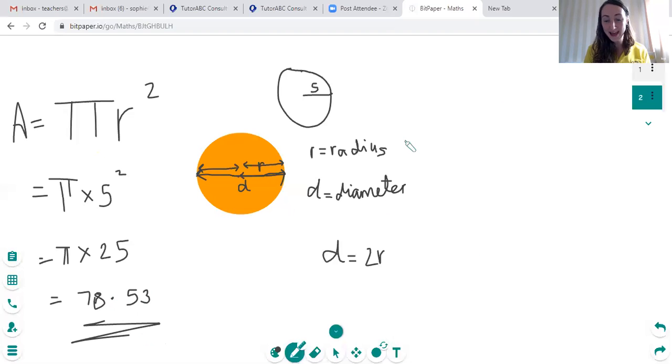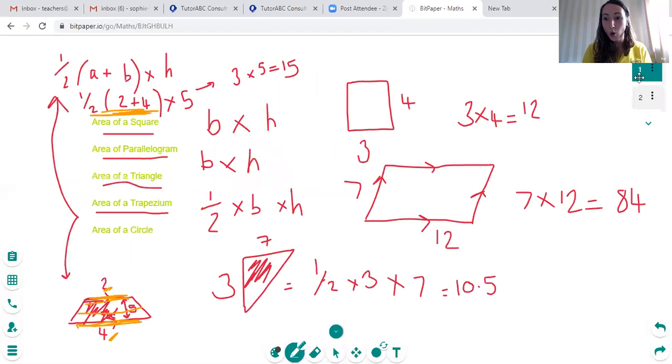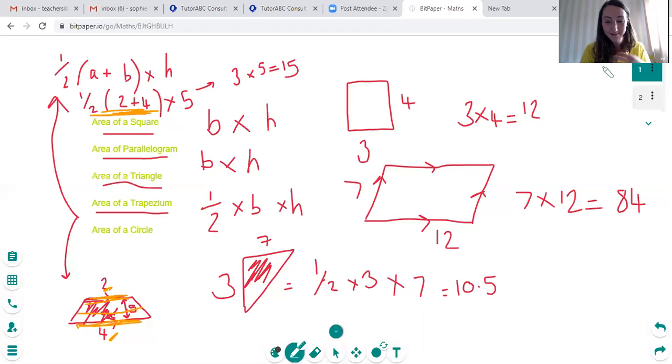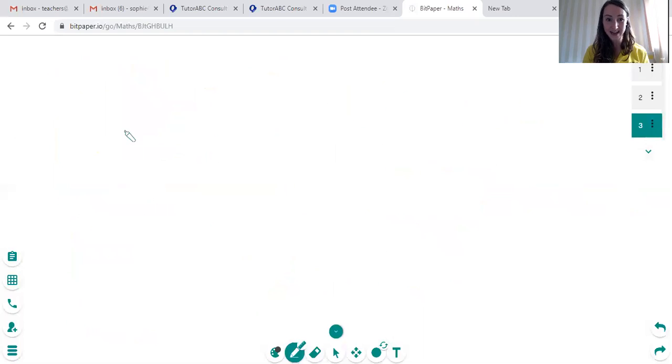So we've covered quite a bit here already. Just to recap what we've done so far, we have covered the area of a square. We've covered the area of a parallelogram. We've covered the area of a triangle. We've covered the area of a trapezium. We've covered the area of a circle. So what I want you to do now is pause this video, and write down on a blank screen the area of a triangle, the area of a square, the area of a trapezium, and the area of a parallelogram.